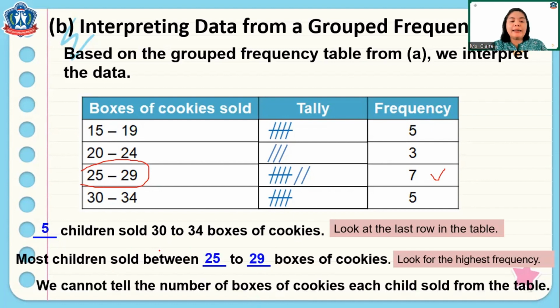Next, we cannot tell the number of boxes of cookies each child sold from the table. We cannot find the individual. Why? Because we group them. Here, we put 15 to 19, but if we put 15 only, it's clear how many children sold 15 boxes. 16, how many? But this one is already grouped, so we cannot really tell the individual sales of each child.